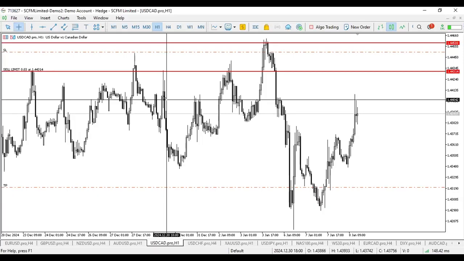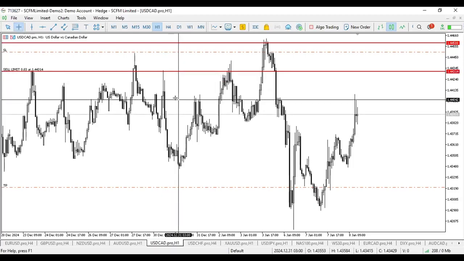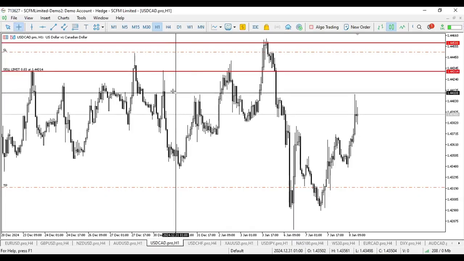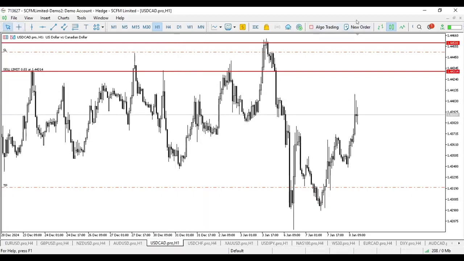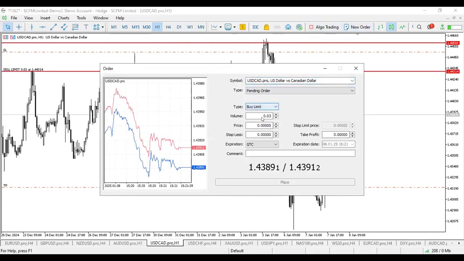Now, use that same analogy here. If the market is going to keep going higher, that is for stop orders, not for the limit orders. With limit orders, you are expecting reversals. For stop orders, you're expecting a continuation of the trend. So in this scenario, if you're expecting price to keep going higher till this area, you can have a buy stop order at 1.44100. So I'll come, new order, then pending order, buy stop.